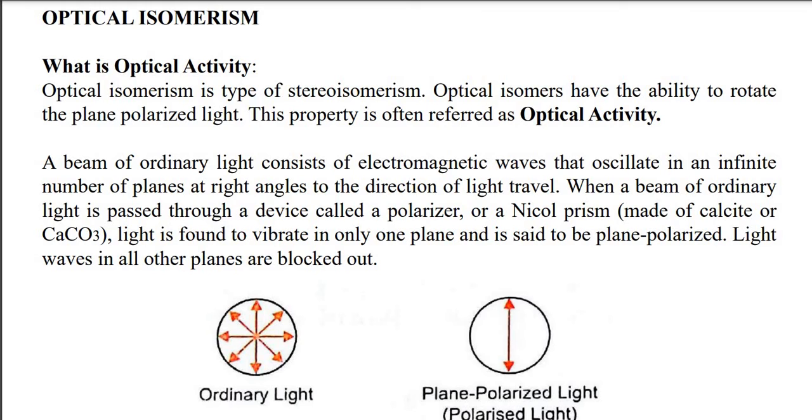optical activity. A beam of ordinary light consists of electromagnetic waves that oscillate in an infinite number of planes at right angles to the direction of light travel. When a beam of ordinary light passes through a device called a polarizer, or a Nicol prism made of calcite or calcium carbonate, light is found to vibrate in only one plane and is said to be plane polarized light. A light wave in all other planes is blocked out.